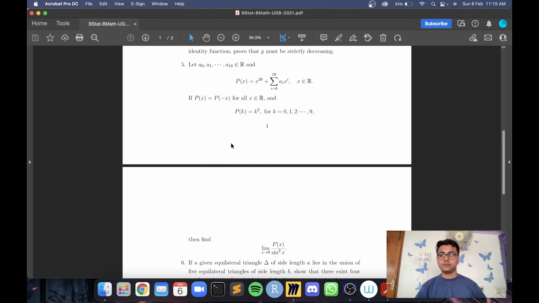This is the fifth question. We are given a monic polynomial. We are given that p of x is equal to p of minus x for all real numbers x, and p of x is equal to x squared for x equal to 0, 1, 2 all the way till 9. We have to find the limit as x tends to 0 of p of x by sine squared x.